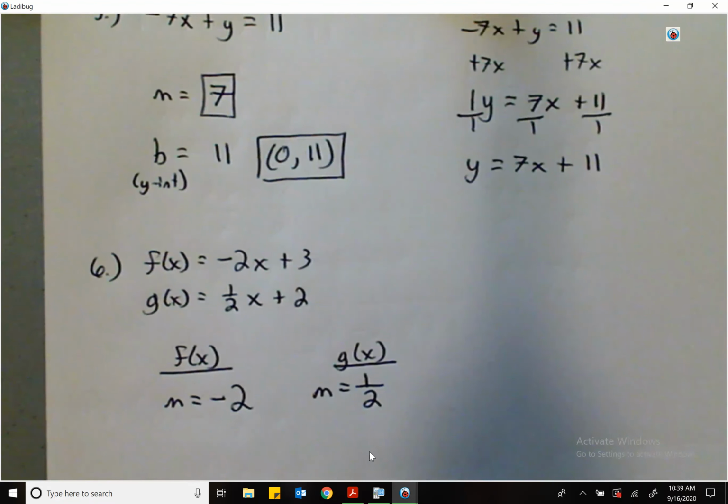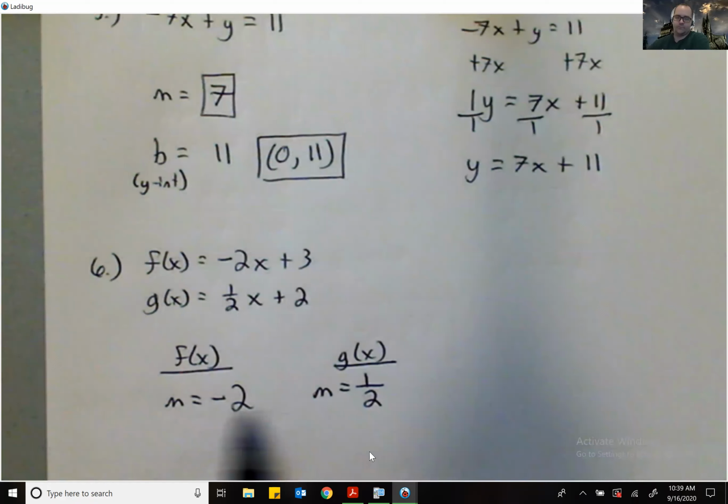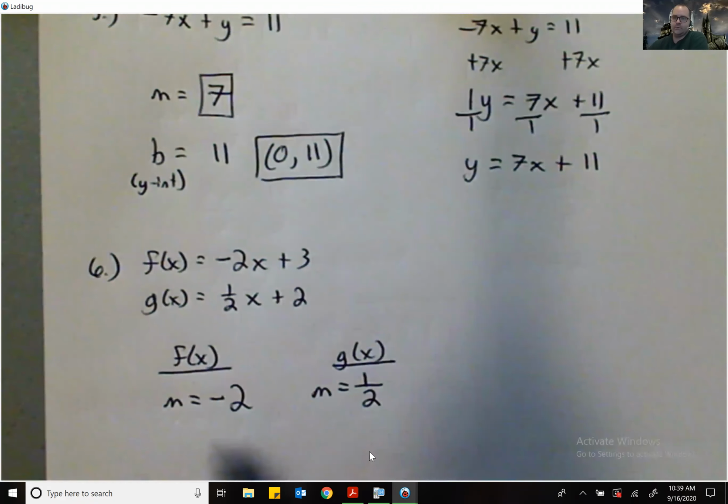The key to being parallel, again, I think you were saying it, Stephanie, is the exact same. They have to be the exact same. Are these the exact same? No, then they aren't parallel. This is a -2. This is a half. That's not the same.